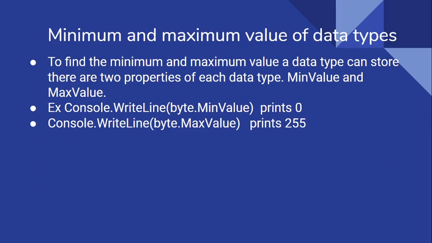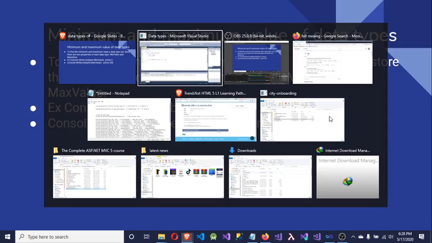There are two properties, MinValue and MaxValue. Each data type has these properties, which denote the minimum value and the maximum value we can store in a variable of a certain data type. Let's see this in action.